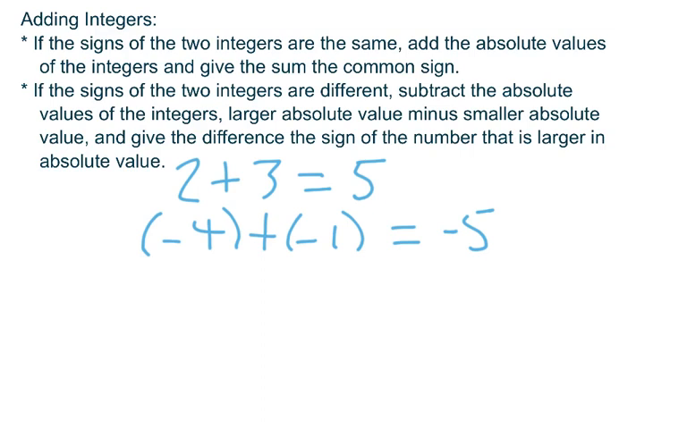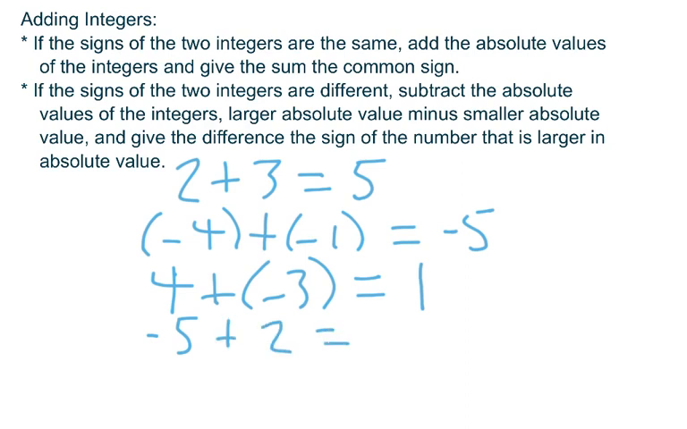If the signs of the 2 integers are different, subtract the absolute values of the integers, larger absolute value minus smaller absolute value, and give the difference the sign of the number that is larger in absolute value. And that's that very important observation we made. So if I look at a couple of the examples we did on the number line, 4 plus -3, these numbers have opposite signs, subtract their absolute values, 4 minus 3, larger minus smaller, that would give you a 1. The number that's larger in absolute value is the 4, so we give the answer a positive.